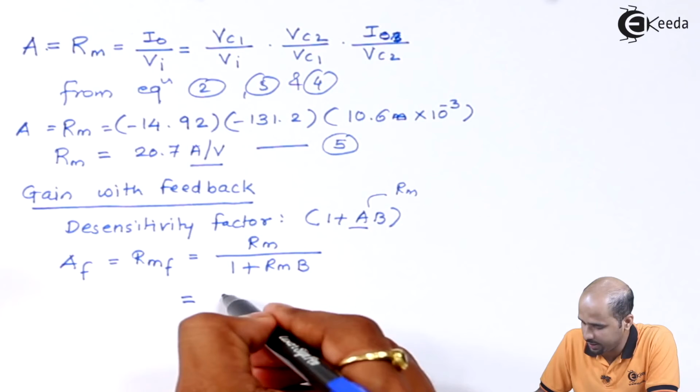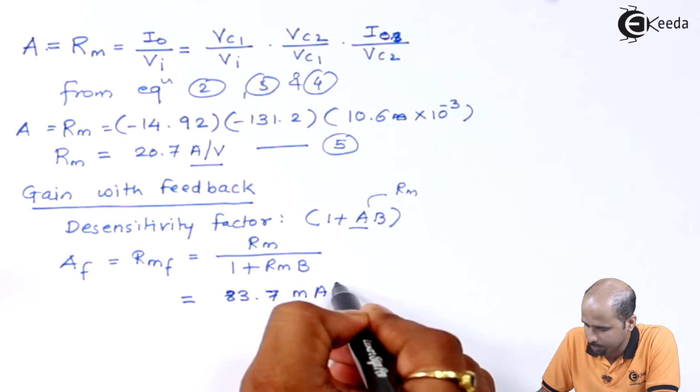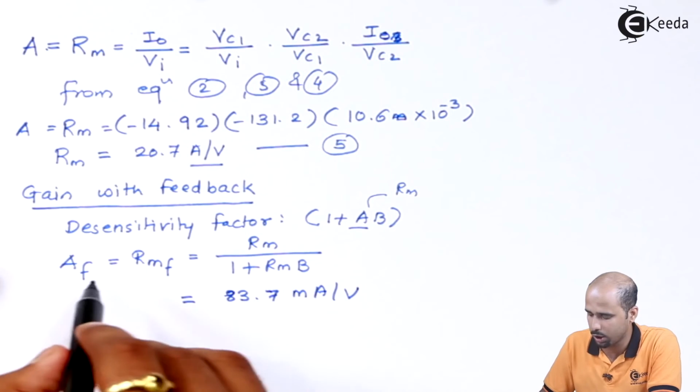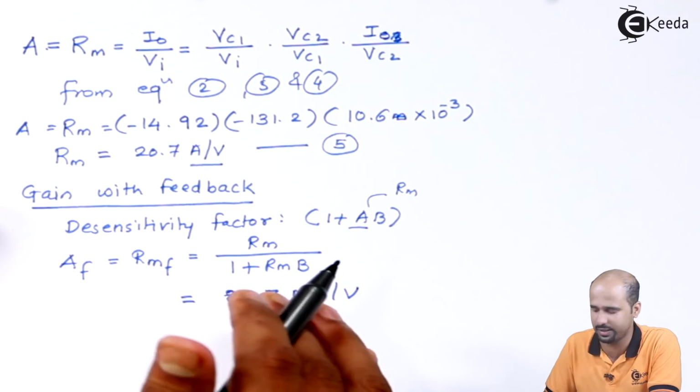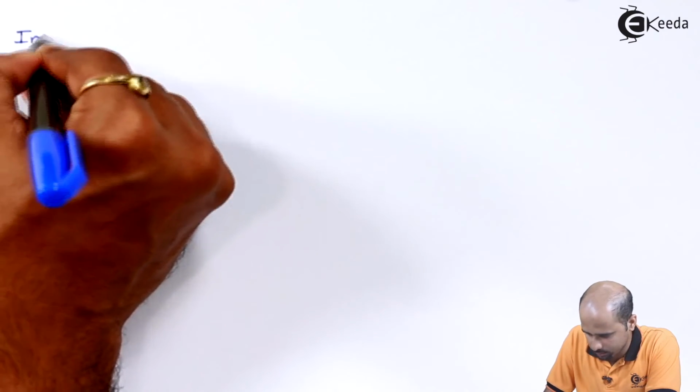83.7 milliampere per volt. This is nothing but what we require for the gain with feedback. This is the first finding that we reach. We will move towards the second finding, that is nothing but your input impedance.